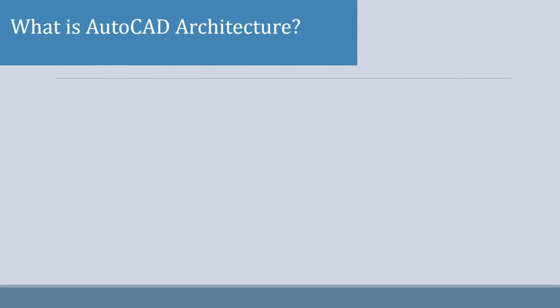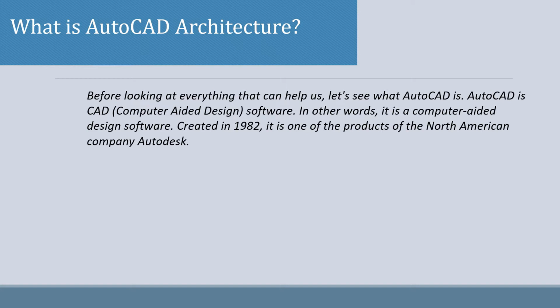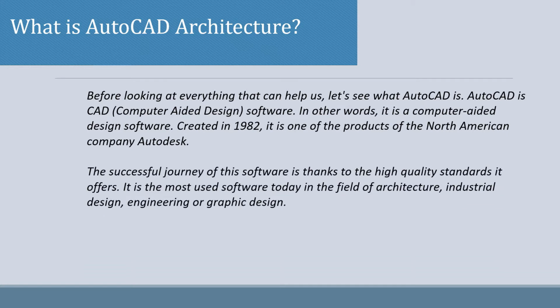But what is exactly AutoCAD? Well, AutoCAD refers to computer-aided design, which means that this is a software in which the computer actually aids you with your design. This was created in 1982 and is one of the products that is owned by Autodesk. Nowadays, this software is used thanks to the high quality standards that it offers. So it's one of the software that is used in a lot of fields, thanks mostly to the amount of tools and features that Autodesk has developed over the years.